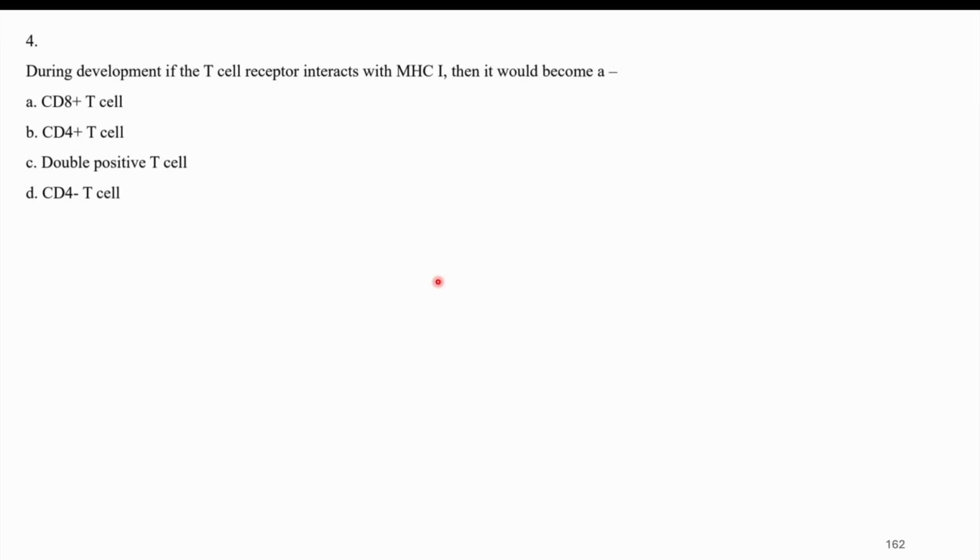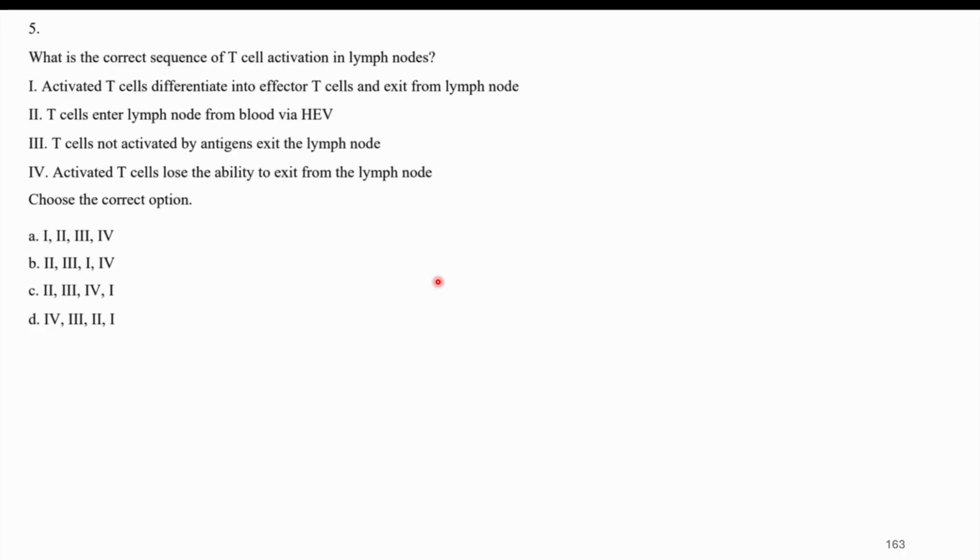Yeah, so your 1 minute is over. The right answer is CD8 positive T cells, right? I don't think I have to repeat or explain this anymore.